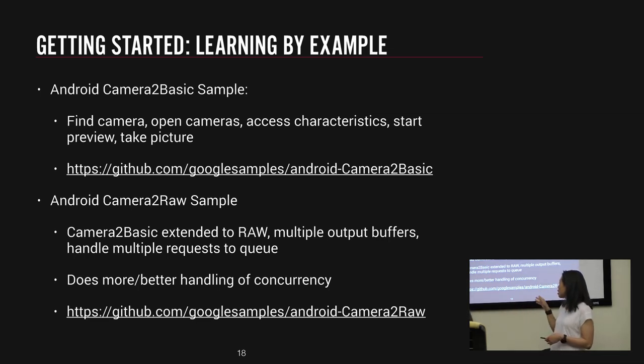And Camera 2 RAW, to be honest with you, I think is a lot better example and makes better use of concurrency techniques with the new Camera 2 API. So definitely something to look at. I would go with Camera 2 Basic first, just so you don't go crazy, so you can get a good idea of how it works, and then you can move on to the actual correct way to do things.